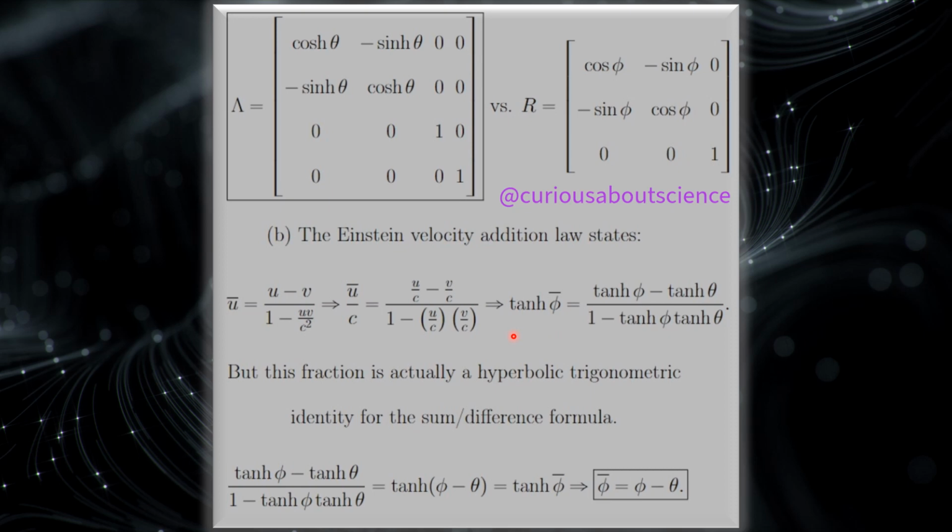That being said, the hyperbolic tangent of whenever we're rotating, so that would be phi bar, is tanh phi plus tanh theta over, and in the denominator repeat. But this fraction is actually a hyperbolic trigonometric identity for the sum and difference formula. So what this is, if you go back to the tangent sum and difference formulas from regular trig, put it in a hyperbolic perspective, or use the exponentials if you wanted to, you would see that this is the hyperbolic tangent of phi minus theta, which is equal to the transformation of phi bar, or phi bar is just equal to phi minus theta. So that's actually really cool to think about.